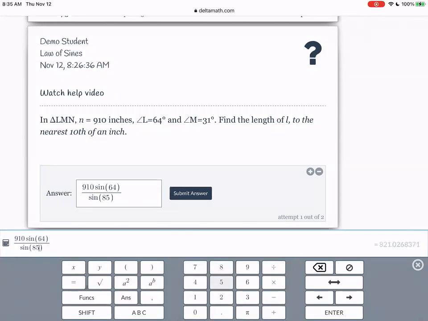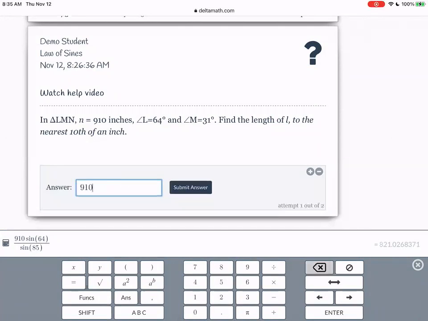Okay, so it says 821.02, so that's what I should be typing in the answer box. The answer box is not the calculator. We're going to round it to the nearest tenth of an inch. So 821.0. In this case, it's just 0.0. Okay. Any questions on this, typing it in, or the entire question or anything? Okay, submitting answer.